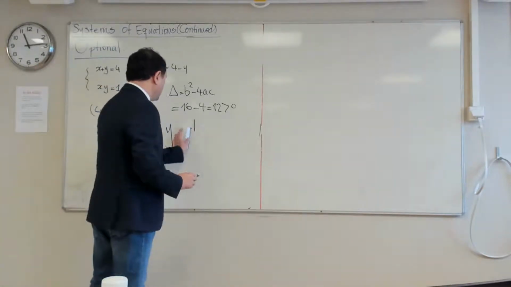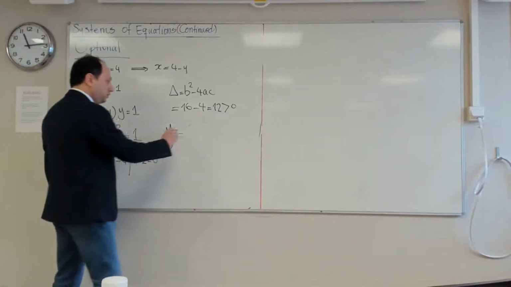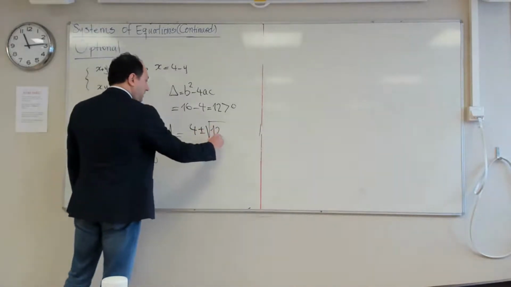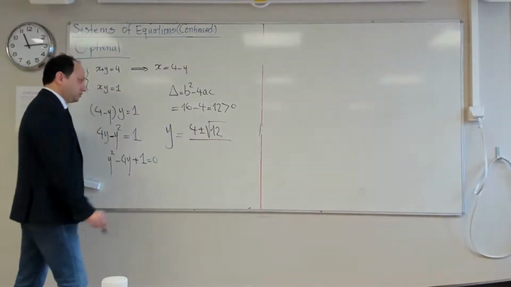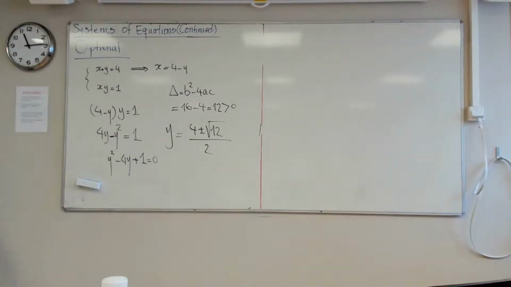Okay, so you are answering me. Thank you. Okay, better. Minus 4 is 4. And plus or minus which number? The square root of 12, divided by 2 times 1, which is 2. Yes? Can I simplify this a little bit?